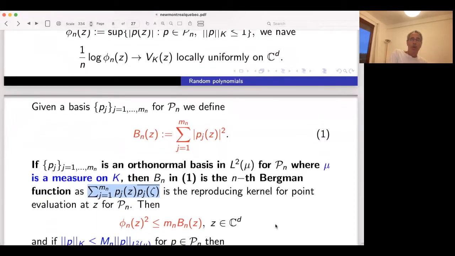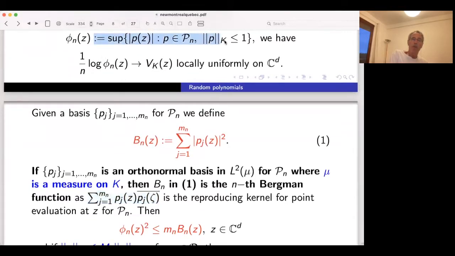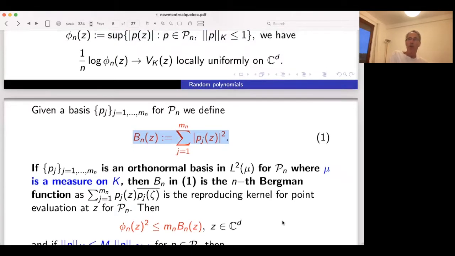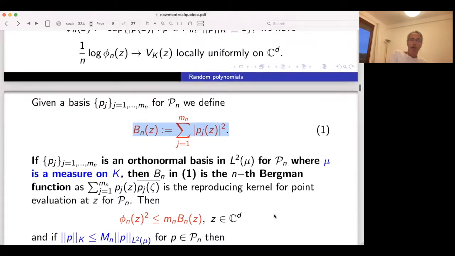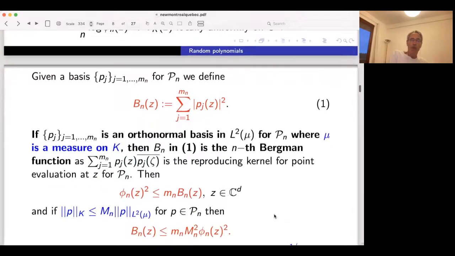So it's not too hard to see that in this situation, this function phi_n up above is related to B_n. Its square is no bigger than m_n, the dimension of the space of polynomials of degree at most n, times B_n. That simply follows from the reproducing property of this kernel. Okay, and actually there's an inequality in the other direction too.